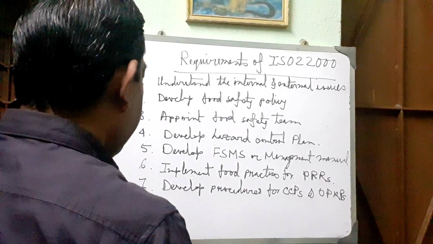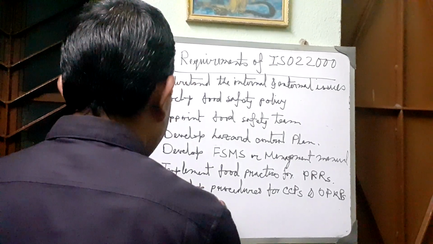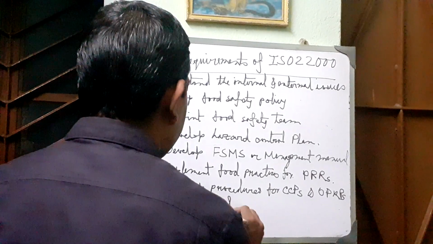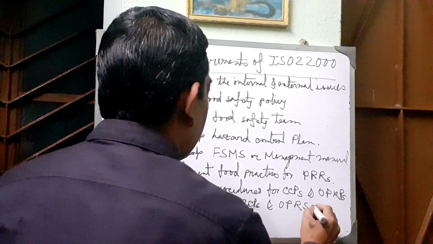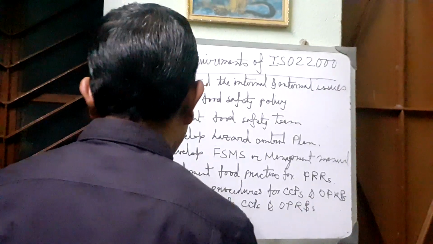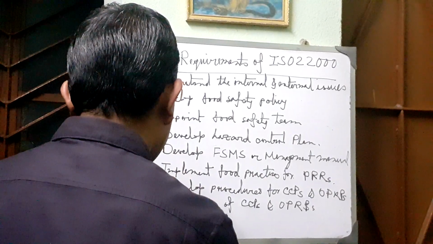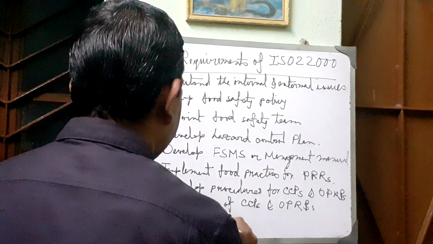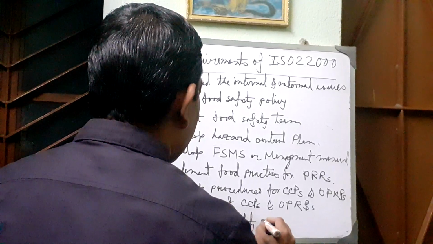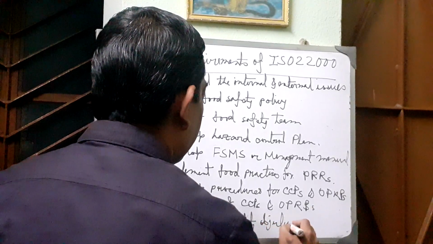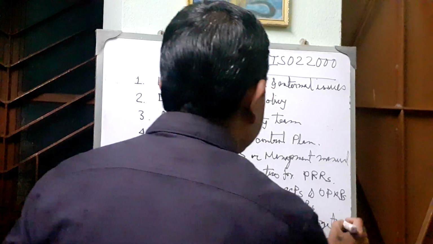The ninth one is monitoring of CCPs and OPRPs, and the tenth one is to develop food safety objectives and targets. So one by one I will discuss.